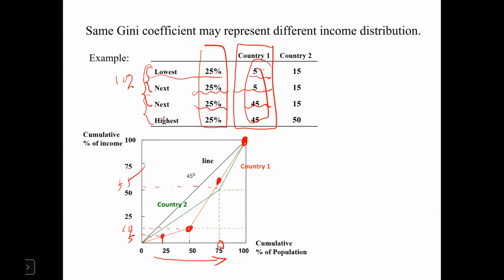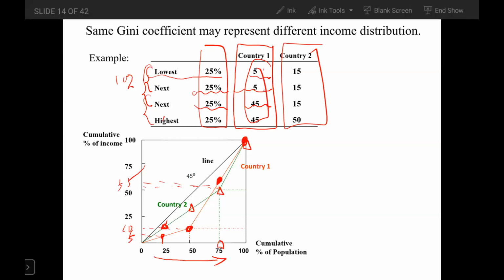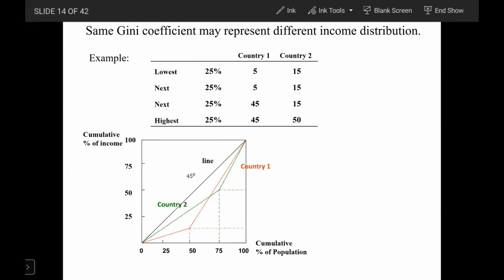Oh, here, right? So this is 4 points. This is for country 1. And similarly for country 2, we can draw country 2's Lorenz curve. Let's use triangles. So this point, this point, this point, and this point, right? So they have 2 different Lorenz curves. Now, we are ready to calculate their Gini coefficient.